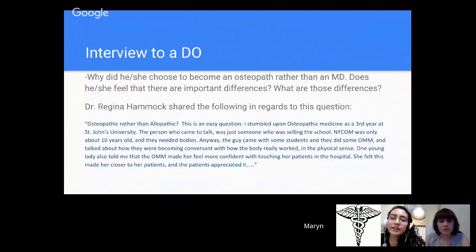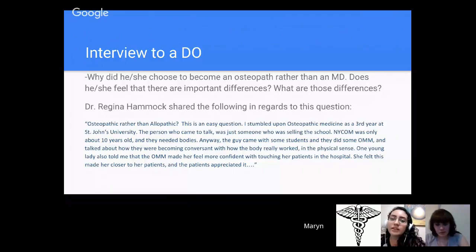For this part, I interviewed Dr. Regina Hammock, and I asked her the following questions. Why did she choose to become an osteopath rather than a doctor in medicine? And does she feel that there are important differences? What are those differences? So to this, she answered that she came across the concept of osteopathic medicine when she was in her third year in St. John's University. Some people came to promote the New York College of Osteopathic Medicine, and at that time that school was about 10 years old.